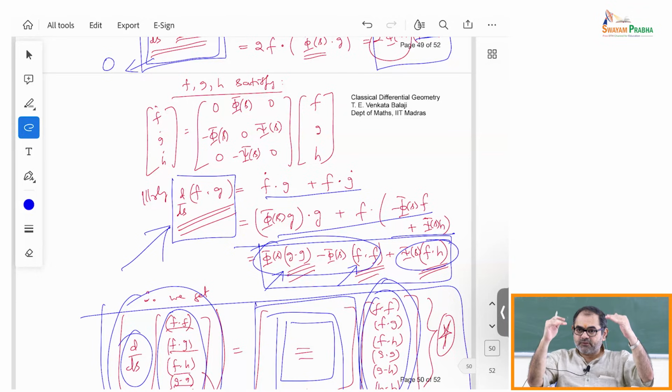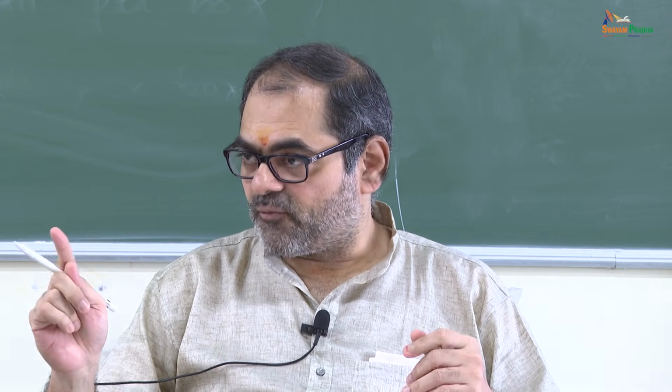So like this, you have to write down all the cases and check that if you replace f dot f, g dot g, h dot h by 1 1 1 and all the mixed dot products by 0, then all the derivatives vanish. That is the verification that these 6 constant functions satisfy the differential equation.